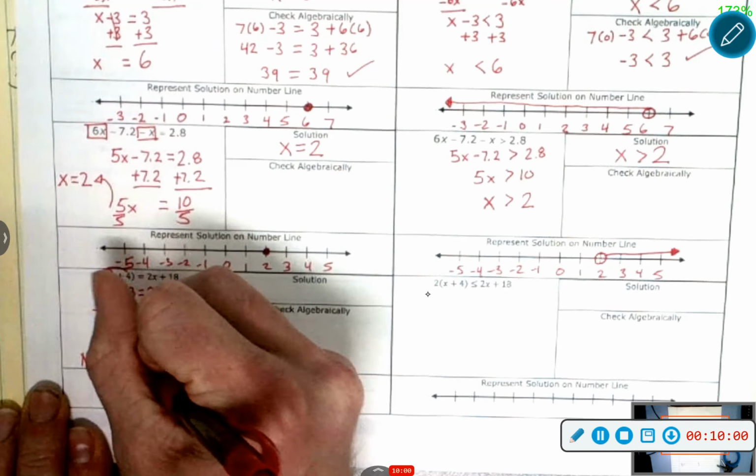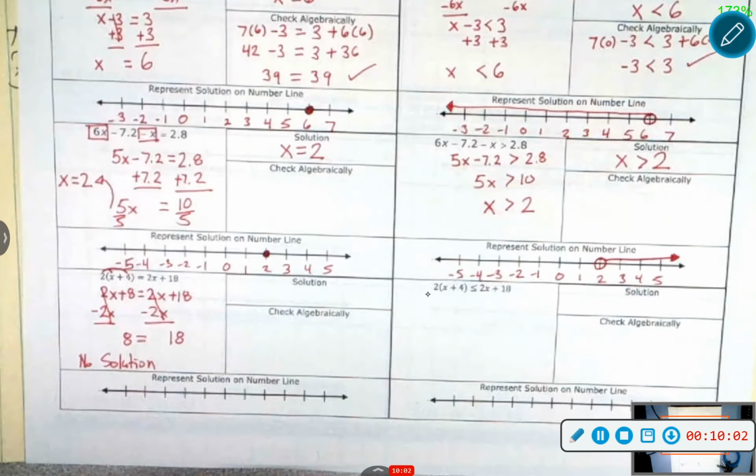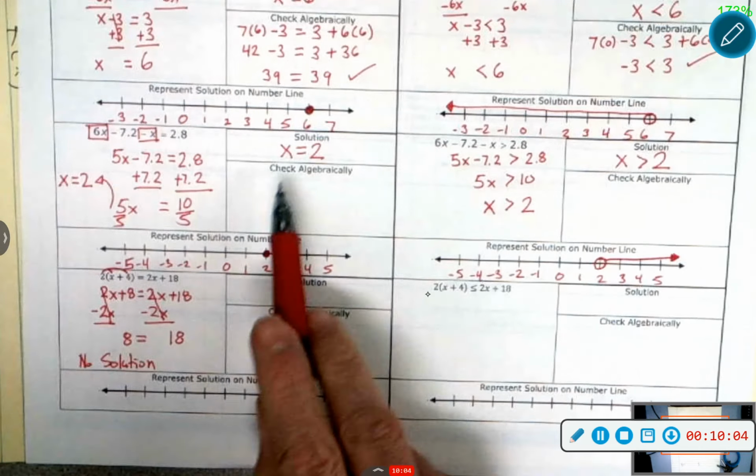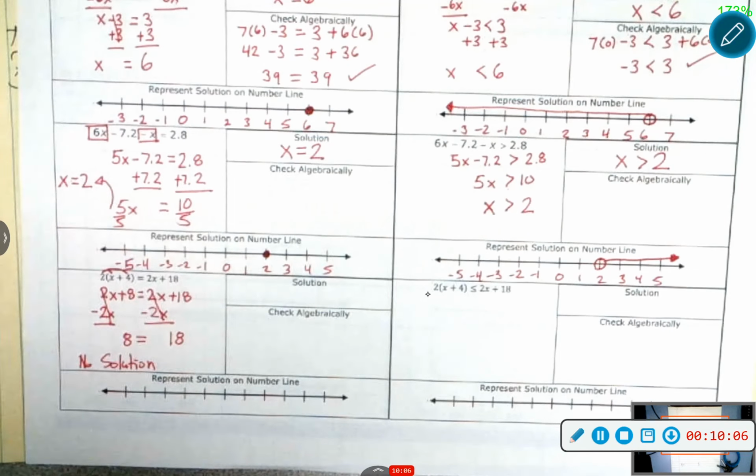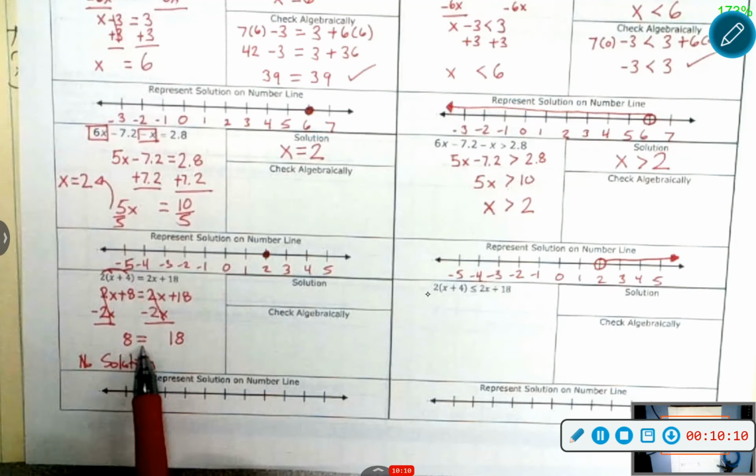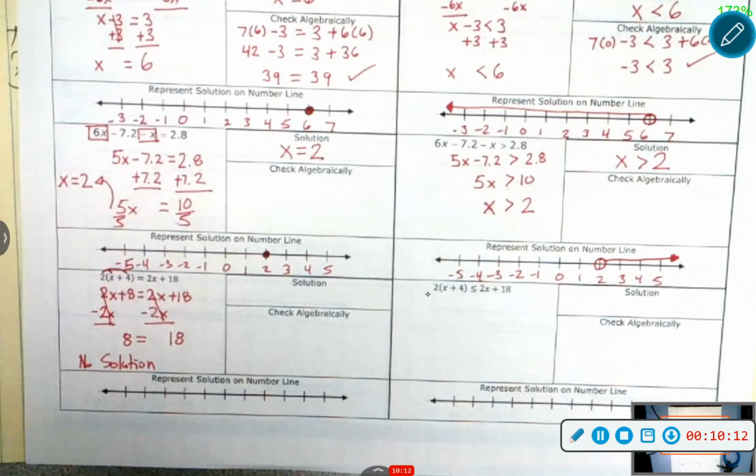If you can't get your equation set up in such a way where it tells you that x is equal to a number, and you get a false statement, that means there's no solution.